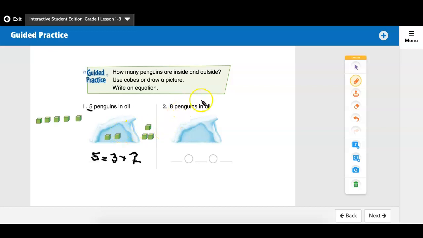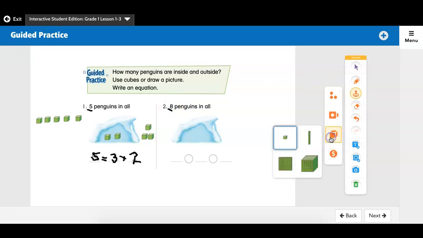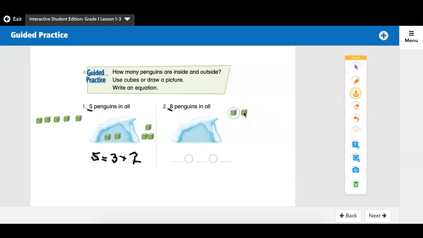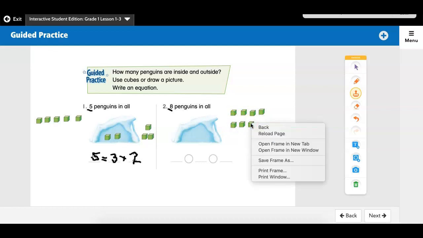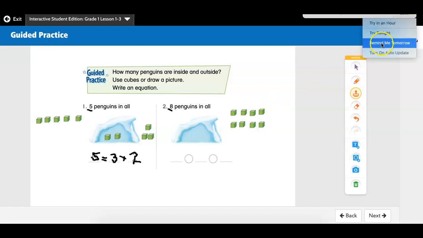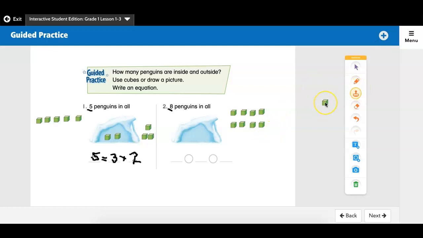So if we look at number 2 where it says 8 penguins in all, let me get my cubes. So if I had 1, 2, 3, 4, 5, 6, 7, 8. 8 penguins in all. I could put 1, 2, 3, 4 penguins inside of the cave and leave 1, 2, 3, 4 penguins outside of the cave.